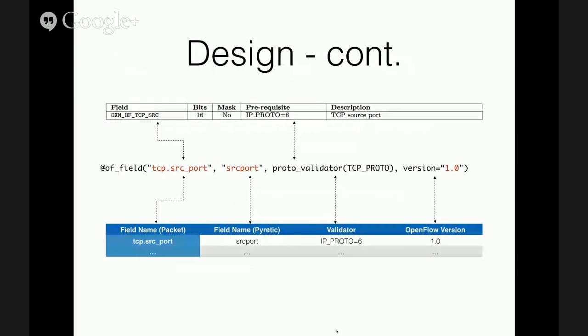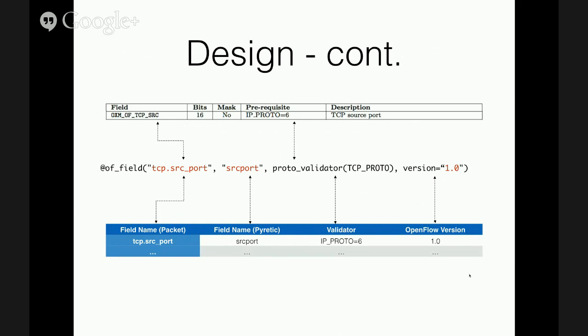Hey, Owen, quick question about that. Why is it proto validator TCP proto and not IP proto? Is that a typo? Why is it protocol validator and not IP validator? I think it was a choice for the name. If you look at the specifications, all of them have protocol, so I thought it would be easier to read. Here, can you see that the name of the constant is TCP proto?